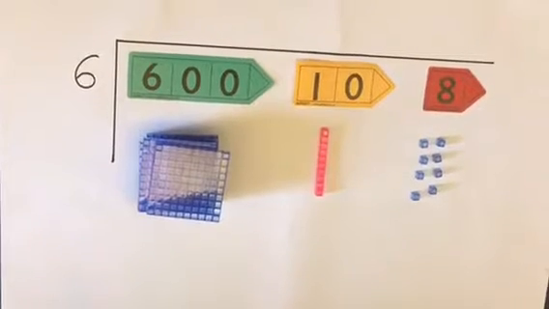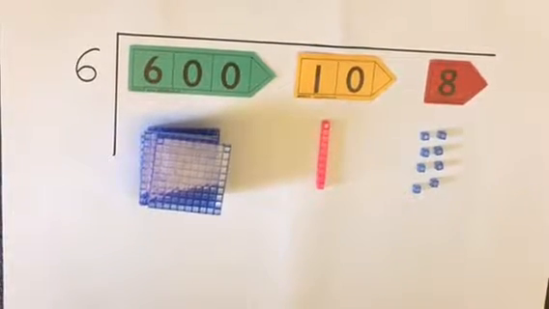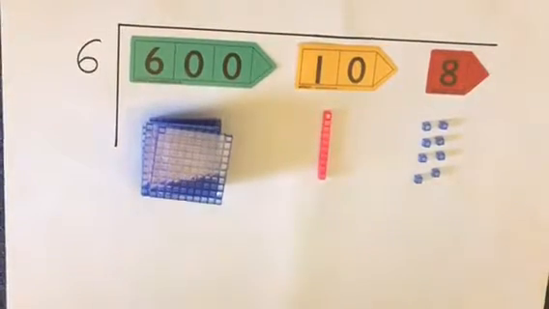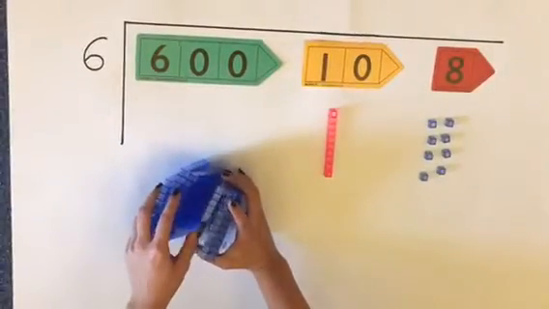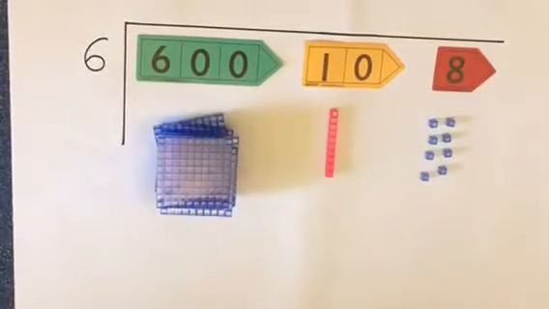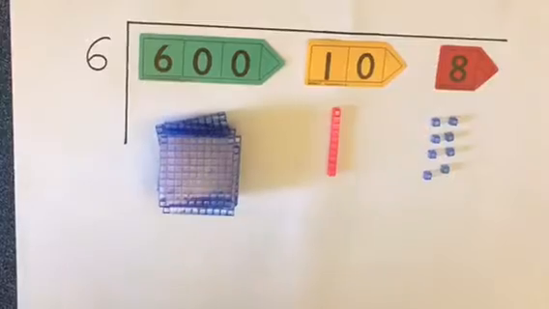Language is key in any mathematical problem, so I'm going to ask how many groups of 6 are there in each column. I can only make one group of 6 from my 600, so I'm going to stack them together, because I have 6, 1, 2, 3, 4, 5, 6. And I'm going to draw a circle around them to help consolidate that there is one group.